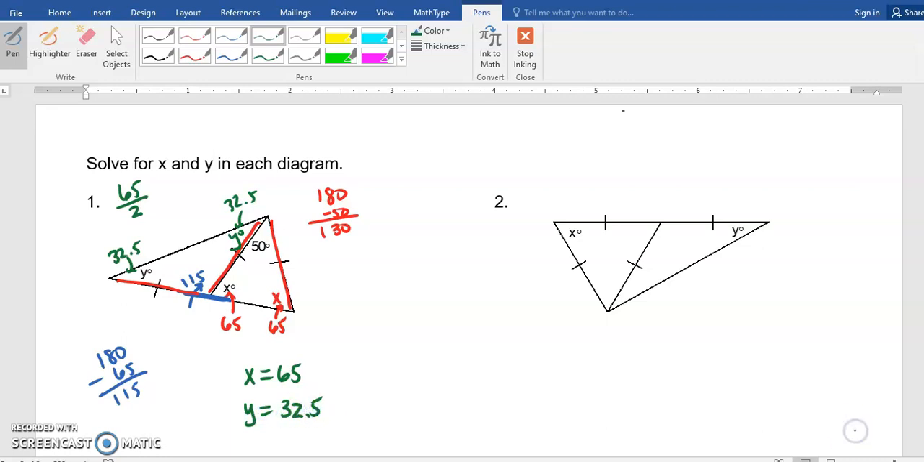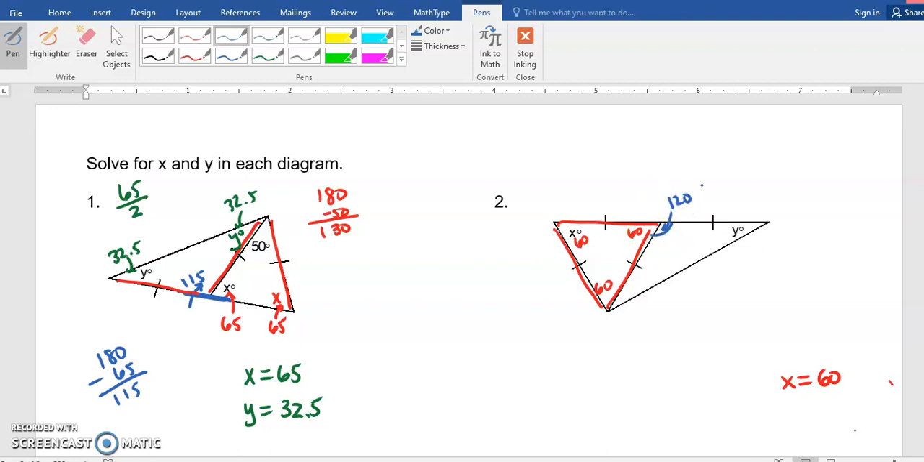We can look at this one over here. This triangle on this side is actually equilateral. When the triangle's equilateral, it's just a special isosceles, but then all of the angles are 60. So right away we know that x equals 60. Now we can do the rest of this one the same way we just did the last one. If this is 60, this is 120.